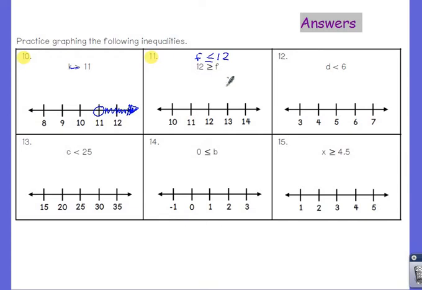Now, open or closed circle on 12? Closed. So can I be 12 years old? Yes. It's shaded in. What about 13? Is that true or false? No. False. What about 10? True or false? True. So it is shaded to the left, bolded.